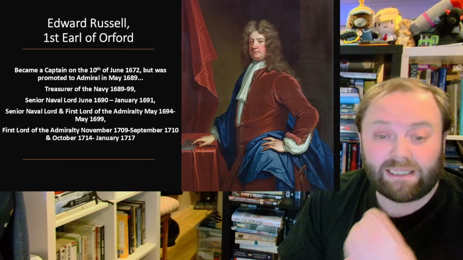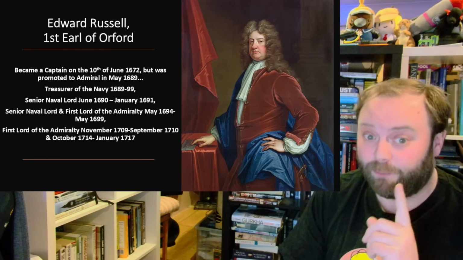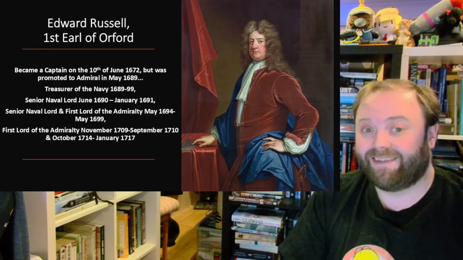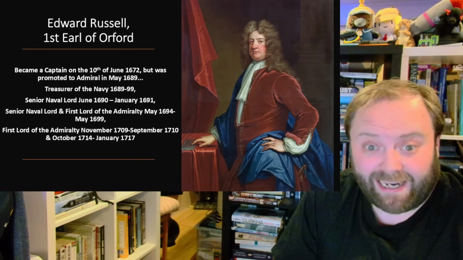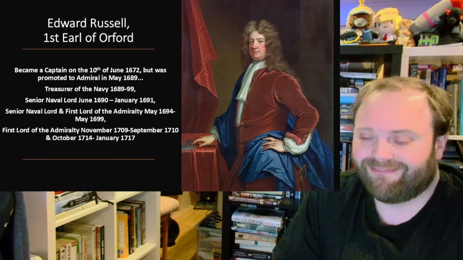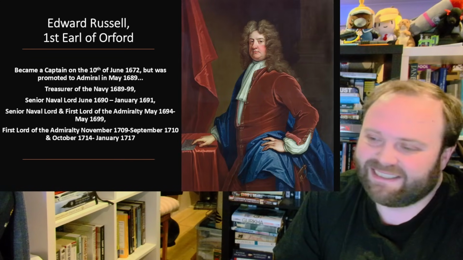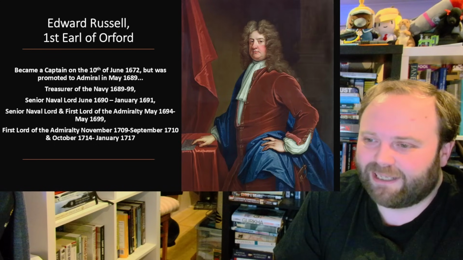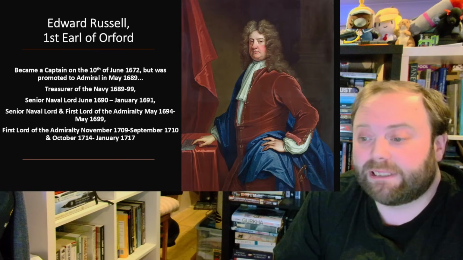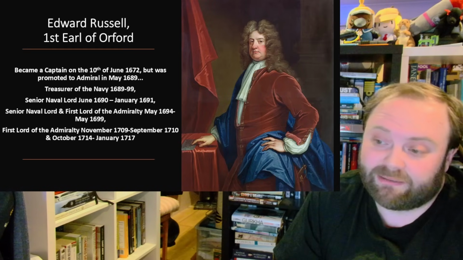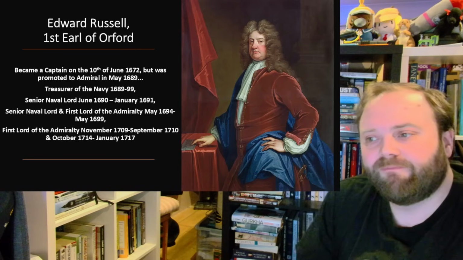Then he becomes Senior Naval Lord and First Lord of the Admiralty, combining both posts. He's both the Senior Naval Lord and the First Lord of the Admiralty, so he's both the political head and the operational head of the Navy. He does that role from May 1694 to May 1699. What a time just to be alive. And then he's merely First Lord of the Admiralty between November 1709 to September 1710 and October 1714 to January 1717.